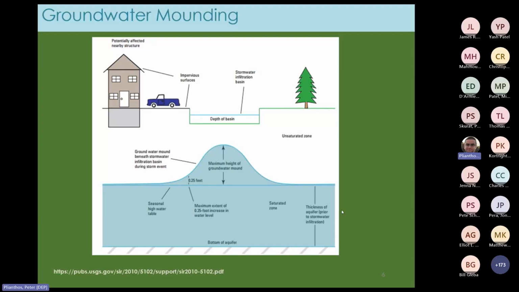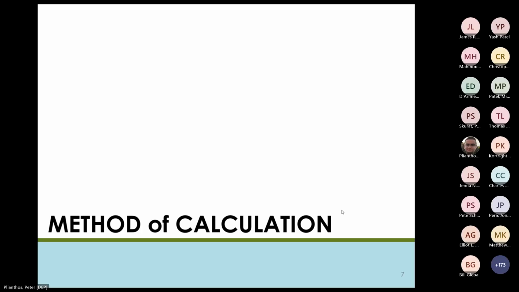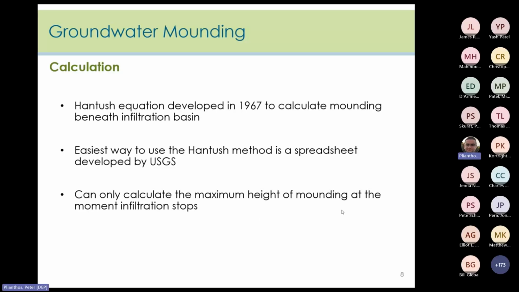We need to calculate the maximum height of the mounding in order to assess the impact of infiltrating stormwater on the basin and on nearby structures. One method of calculating the height of groundwater mounding is covered in Chapter 13. That method, known as the Hantush equation, dates back to 1967. It requires the computing capabilities such as that found in the Excel spreadsheet developed by the USGS.